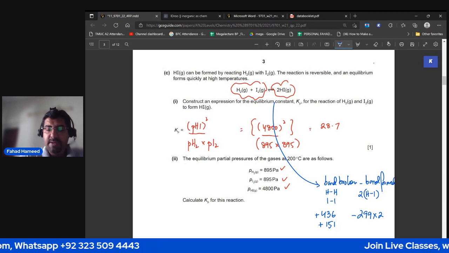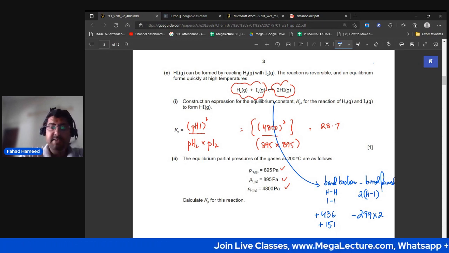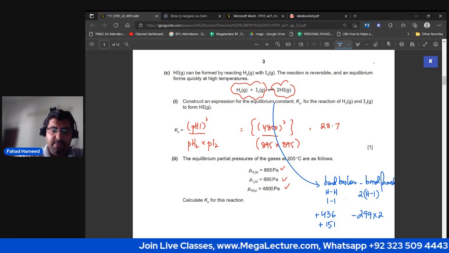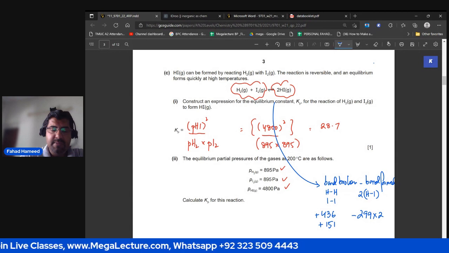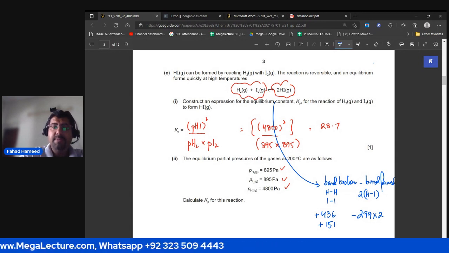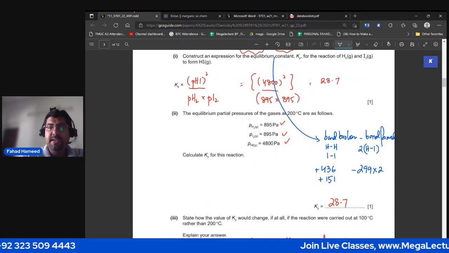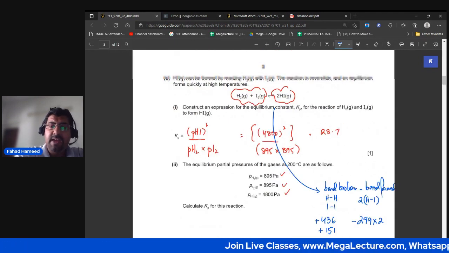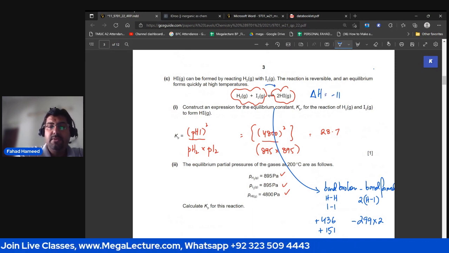So ΔH on my calculator is going to be 436. Abdullah, Mark, can you try and do this? It's 436 plus 151, and then it's minus 299 multiplied by 2, and I'm getting minus 11. So the enthalpy change I'm getting is minus 11. So the enthalpy change for this reaction in the forward direction is minus 11. It's exothermic. So the forward reaction is exo.